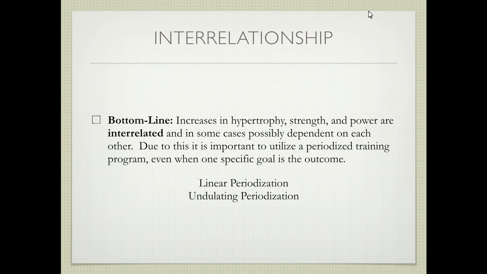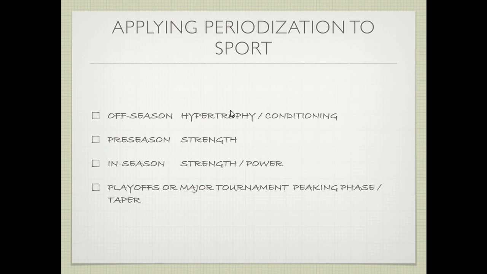So bottom line is that increased hypertrophy and conditioning is related to strength, which is related to power. But you can't train them all at once or you won't be good at any. And so due to importance, you want to utilize a periodized program to balance your goals. There are 2 types of periodization, linear and undulating, or nonlinear. Linear is traditional, which is the model I just showed you. Undulating is another model which I'll describe later.